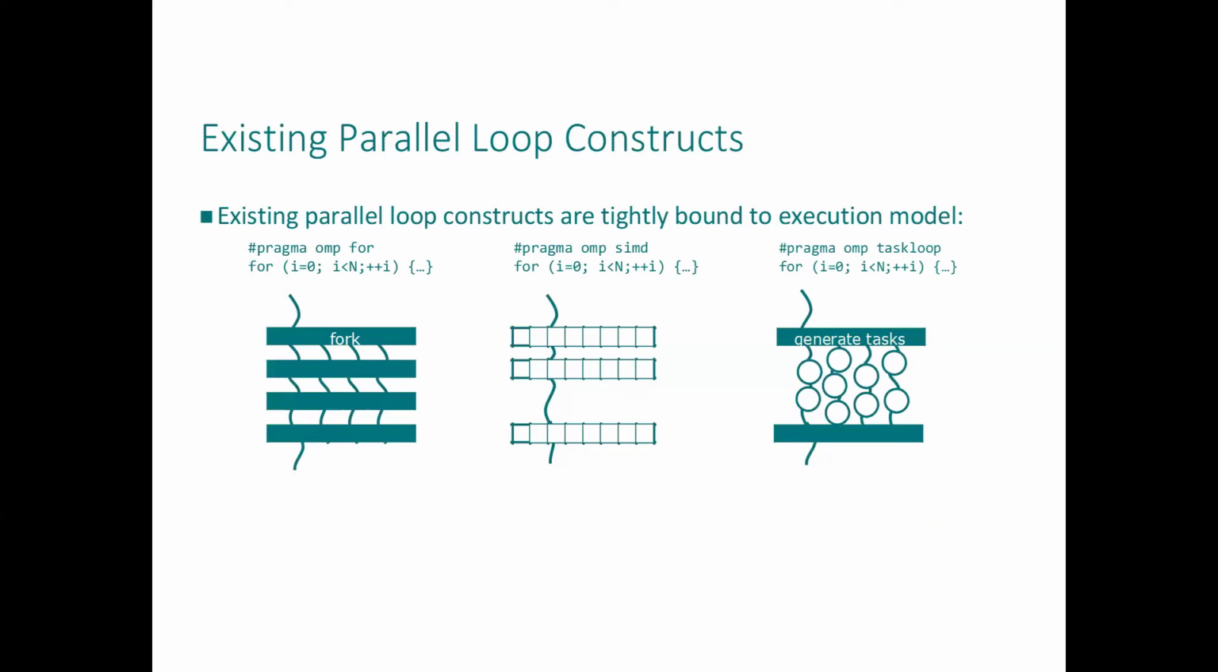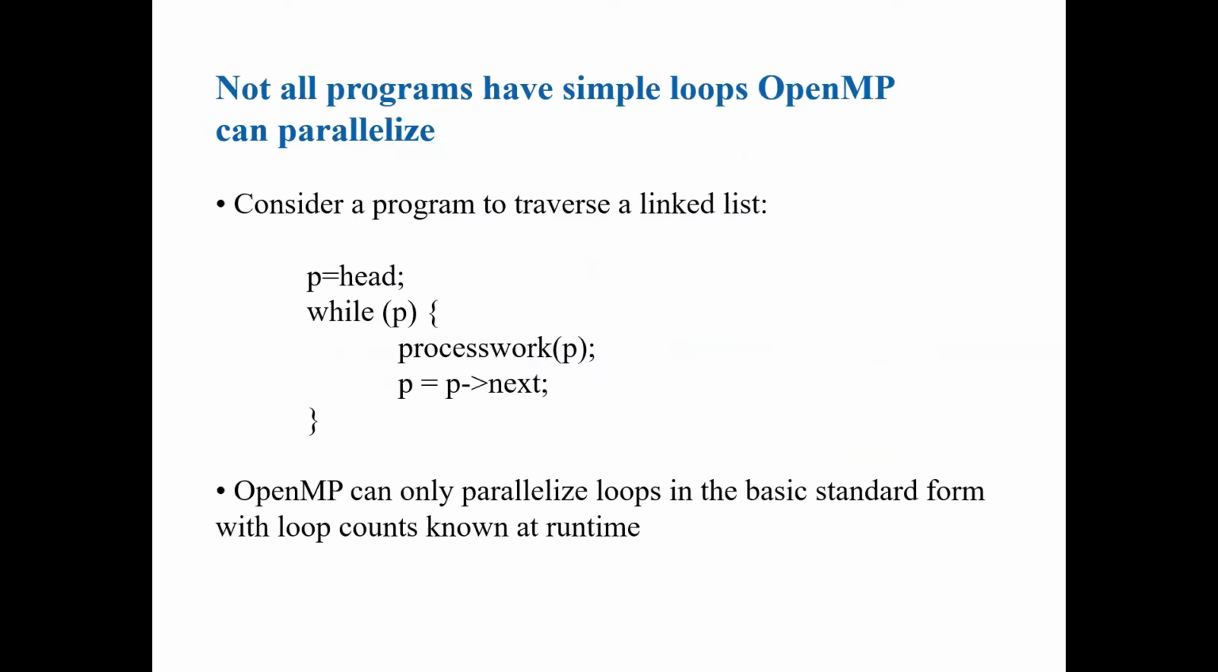Afterwards, they introduced more to do the loop construct. They have SIMD to do a parallel loop, which is sort of like a vectorization thing. And finally, there is a taskloop. Simply use the loop construct, and the compilers are smart enough to try to do the loop for you. Okay, so that's the biggest thing.